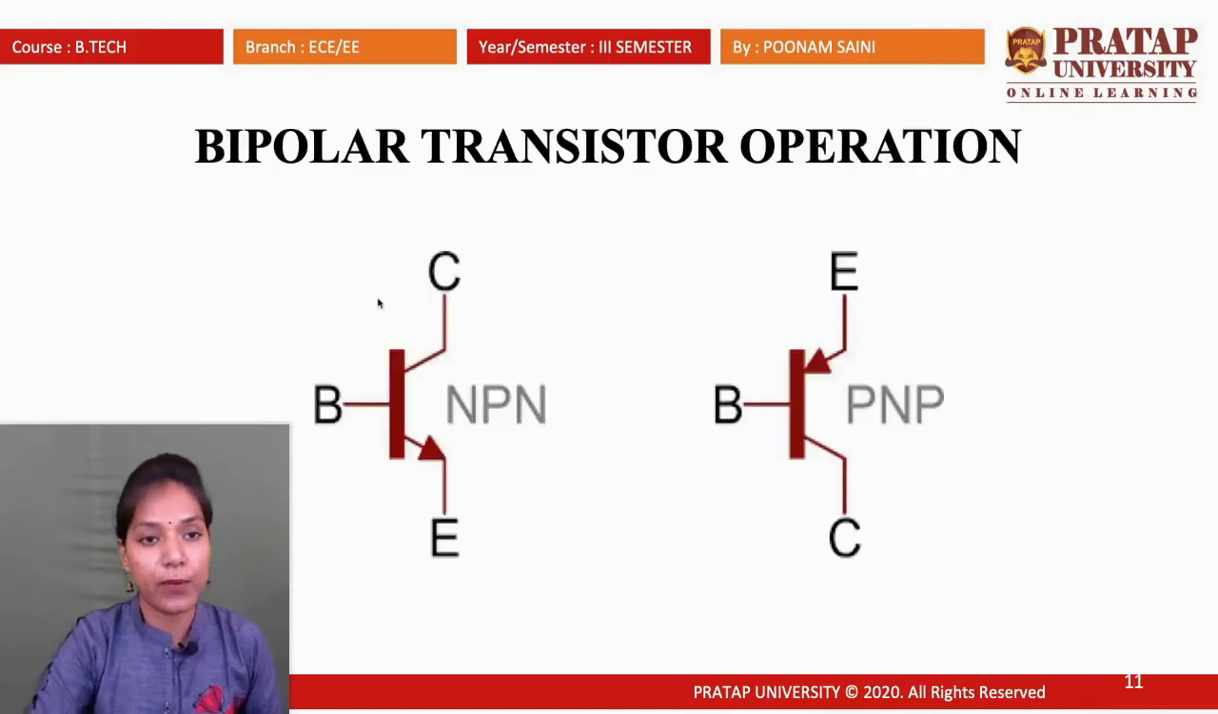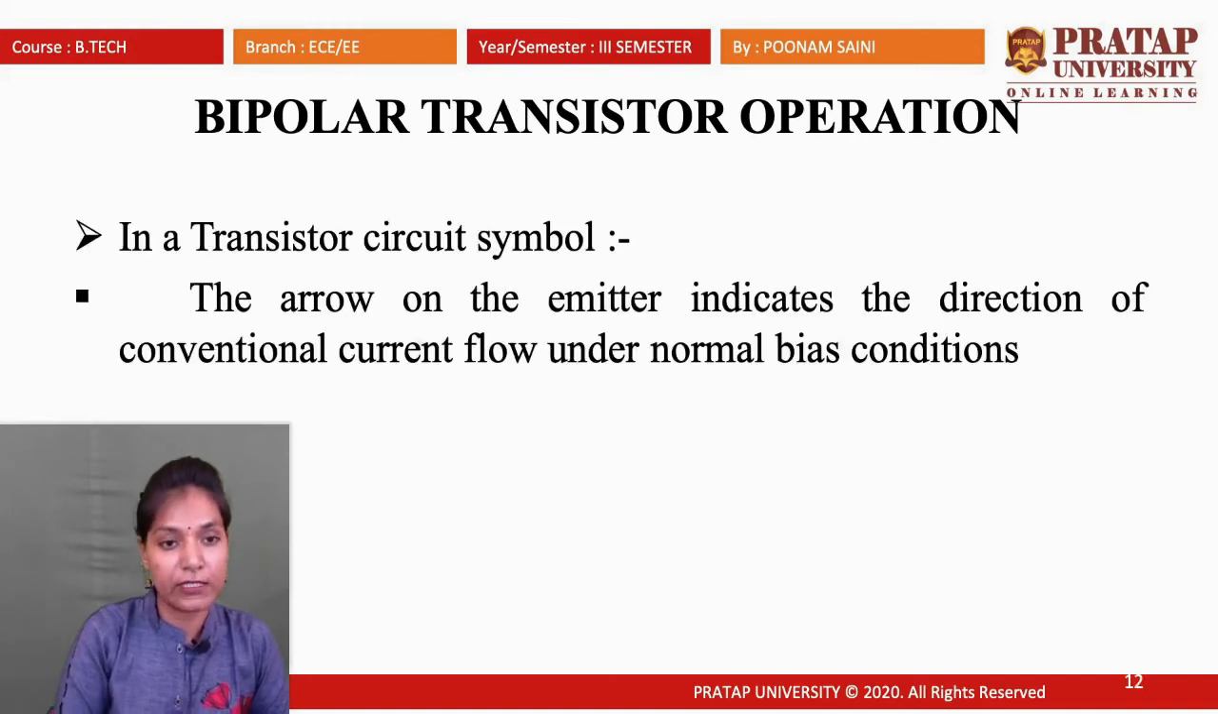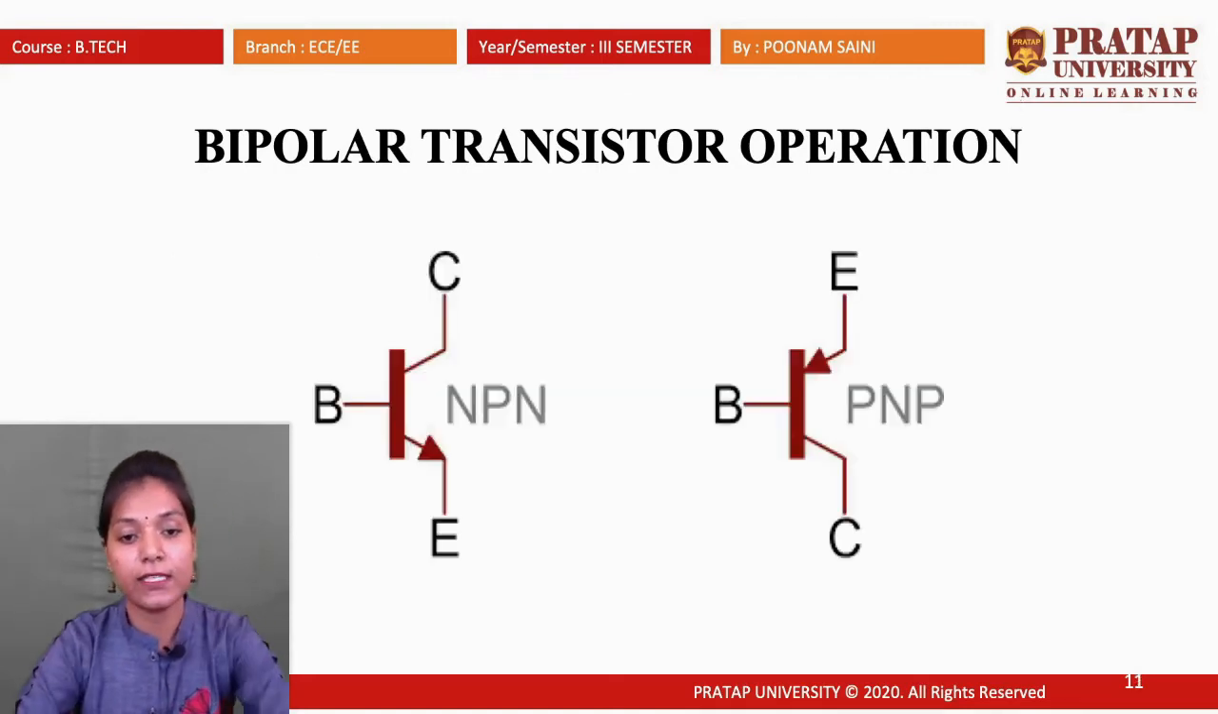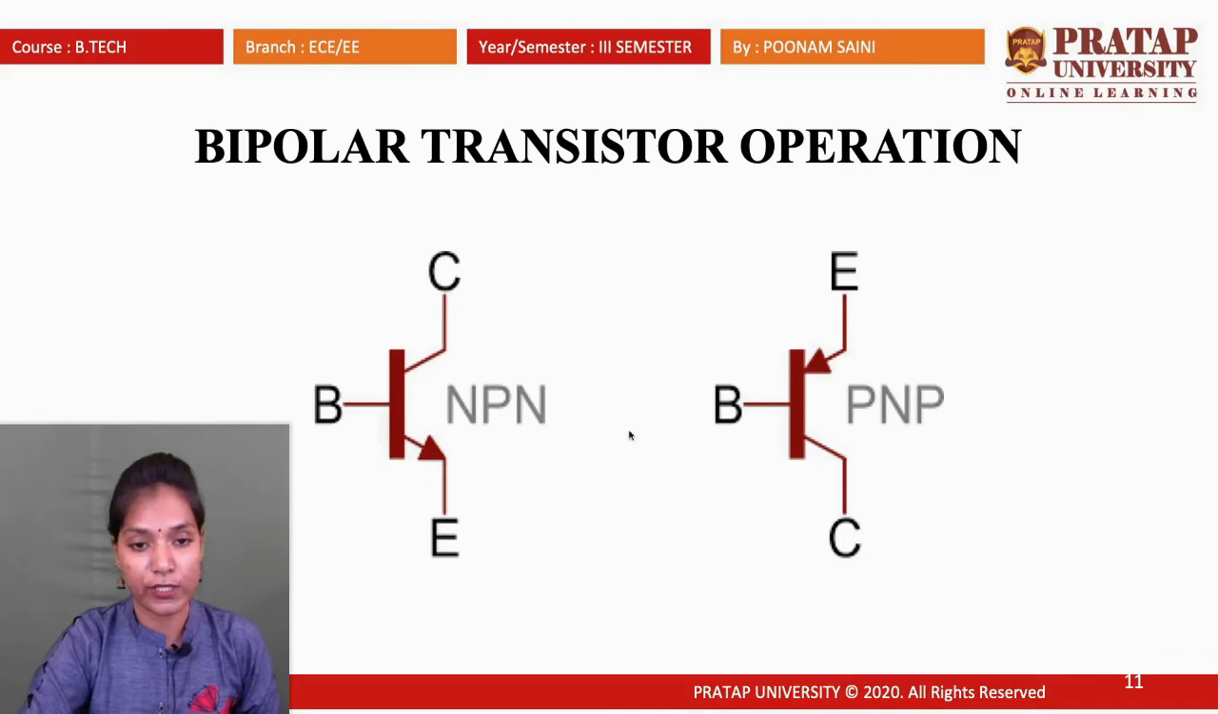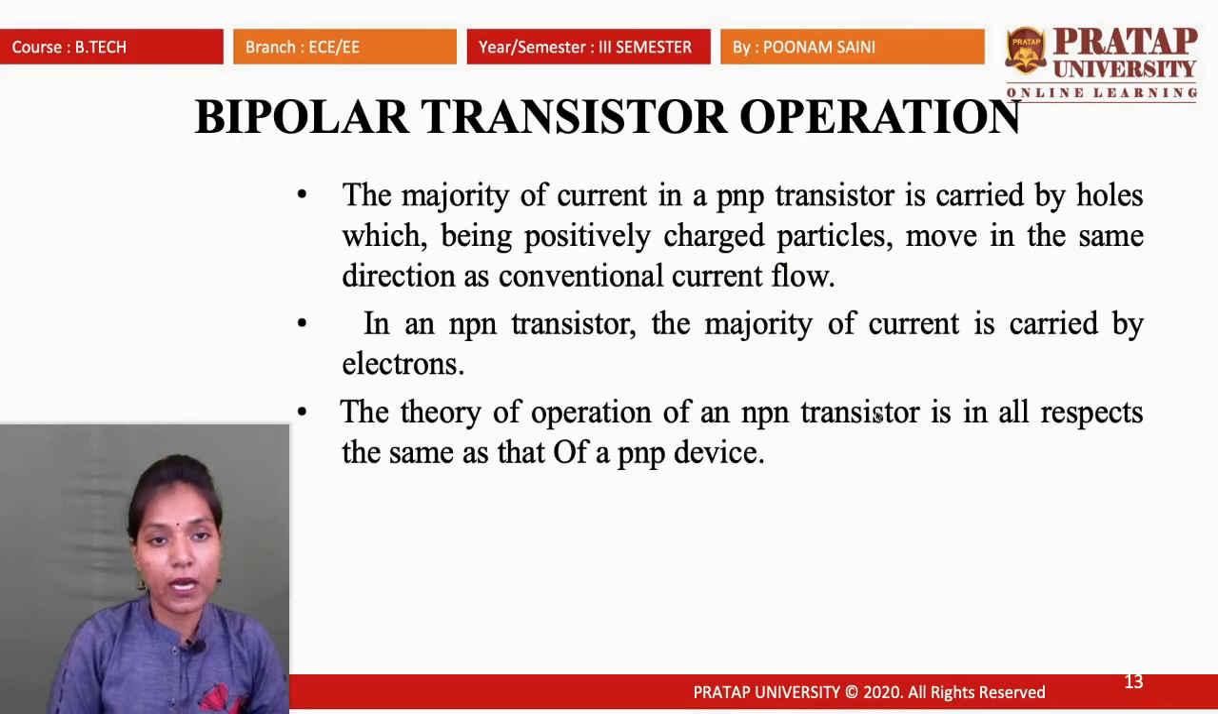Now you can see the bipolar transistor operation. This arrow basically indicates the flow of the conventional current. The arrow on the emitter indicates the direction of conventional current flow under bias condition. In NPN the arrow is coming outwards, and in PNP the arrow is coming inwards. In NPN, P is sandwiched between the two terminals of N, and in PNP, N is sandwiched between the two P terminals. So now, what is the operation?